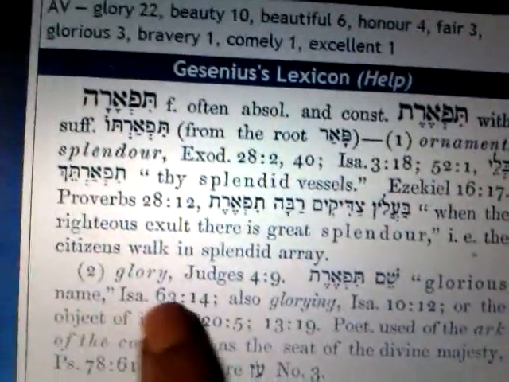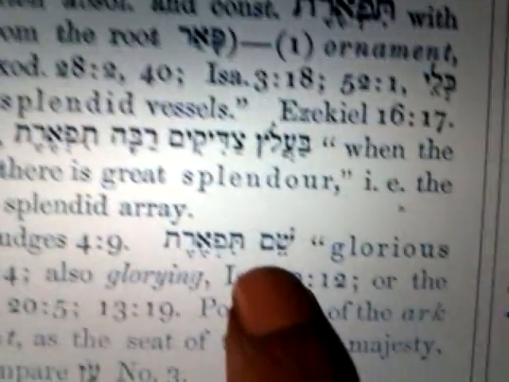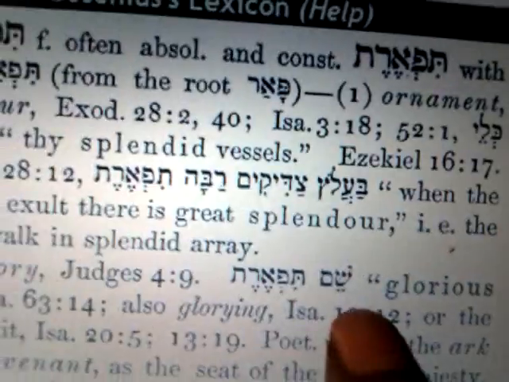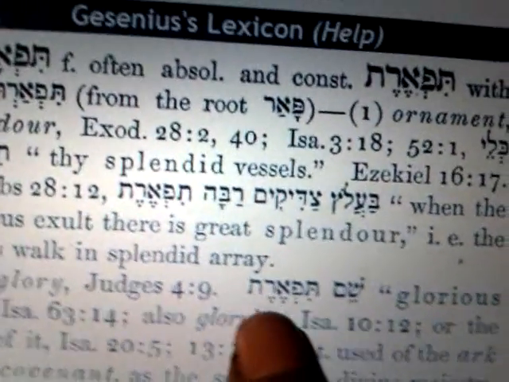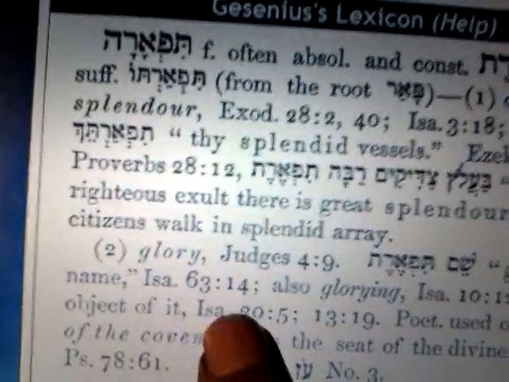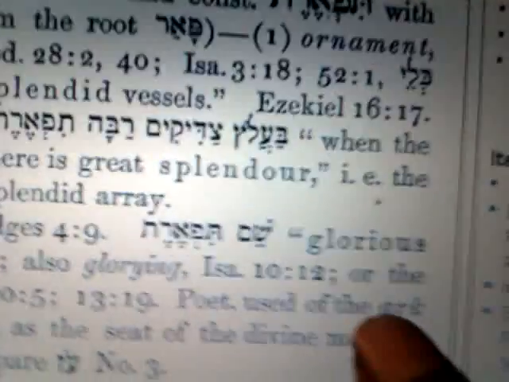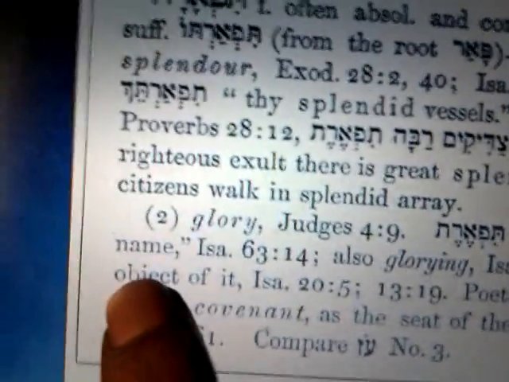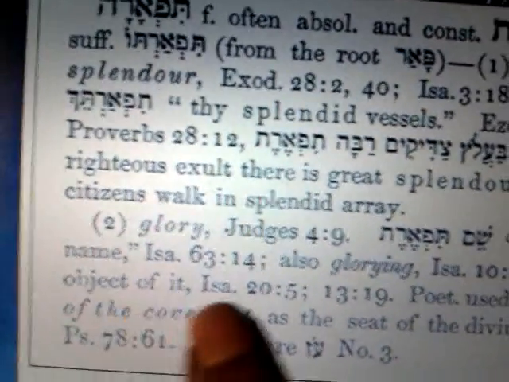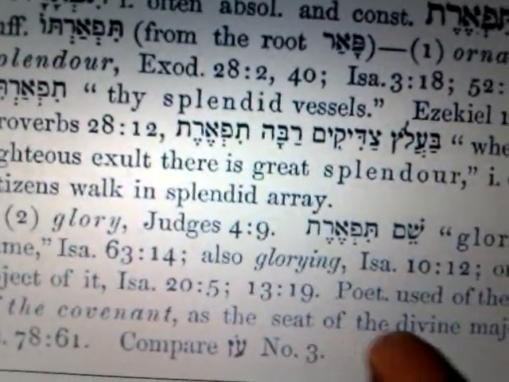Now, secondly, we have glory in the sense of Judges 4:9. Now, here is the name Tiferet, right? This is the glorious name, Isaiah 63:14, also in the sense of glorying, Isaiah 10:12, or the object of it. What's the object of that glory? Isaiah 20:5, Isaiah 13:19.